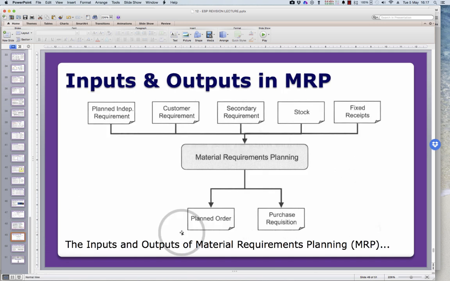So here we've got inputs and outputs in ERP. We have planned independent requirements coming from orders. We have customer requirements. We have secondary requirements that might come from long-term planning or from another area. We need to deal with stock, and we have fixed receipts. Out of materials requirements planning, which looks at all those inputs, either will come a planned order or a purchase requisition. A planned order will put an order to make things. A purchase requisition will be an order to buy things. And that's what MRP does. It makes or buys things.